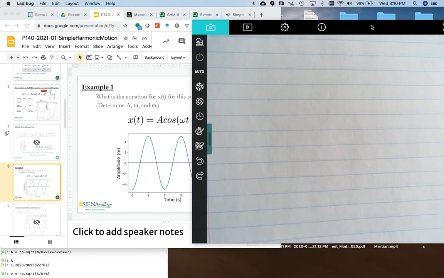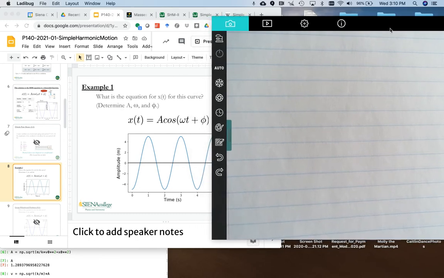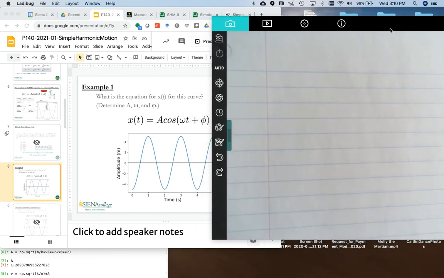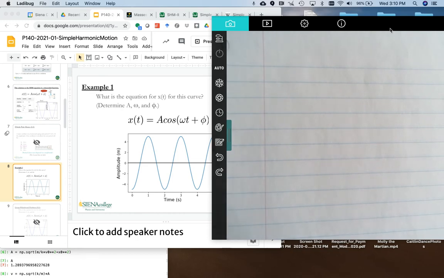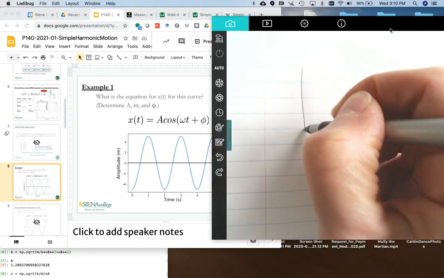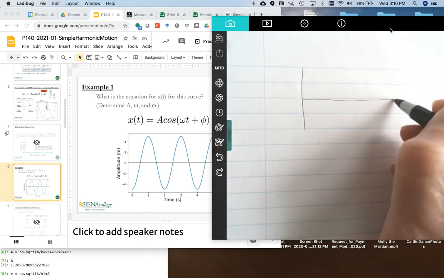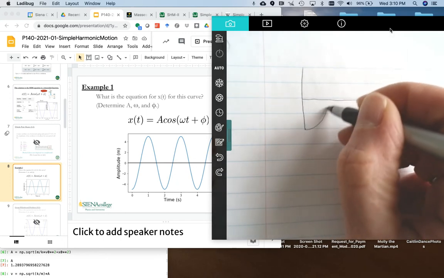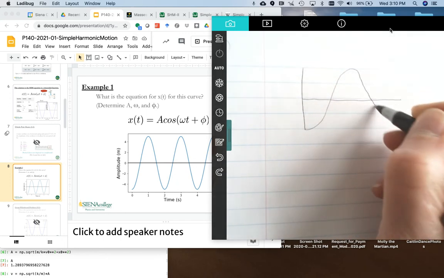So let's write down some of the things that we know based on the graph. Okay, so I'm just reading off the graph. So it looks like a negative cosine graph.